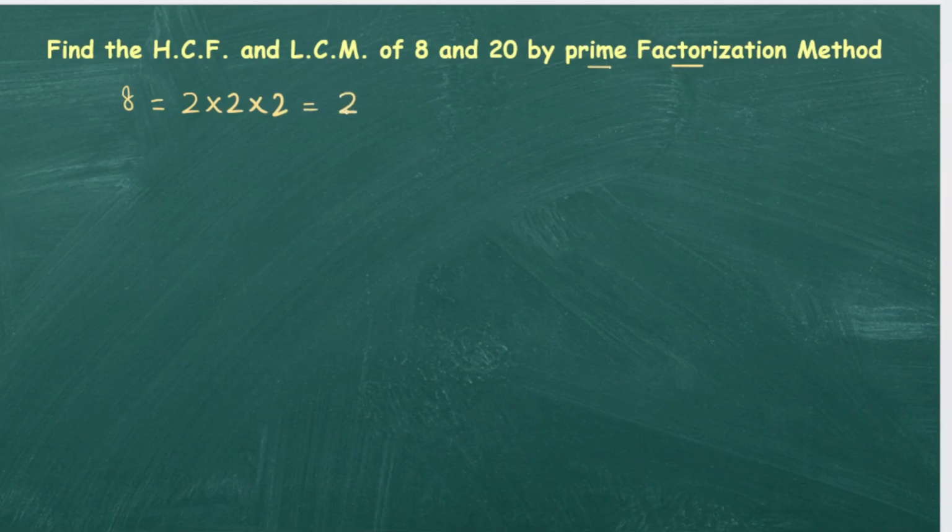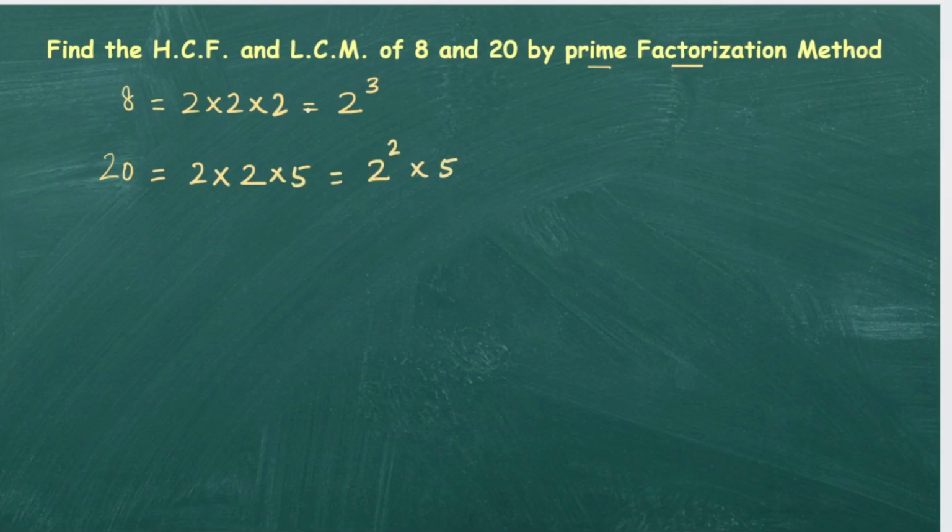And this can be written as 2 to the power of 3 because we see that 2 is being multiplied by itself 3 times. Now let's write the prime factorization of 20. So let's see what are the prime factors which can be multiplied together to get the product of 20. So let's start with 2. 2 times 2 is 4, and then 4 times 5 is 20. So that's the prime factorization of 20. So now this can be written as 2 square times 5.